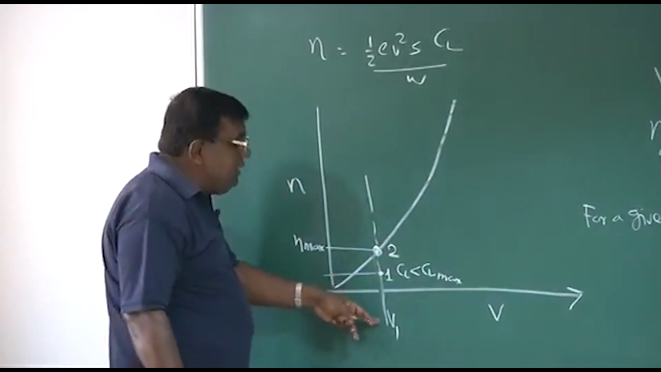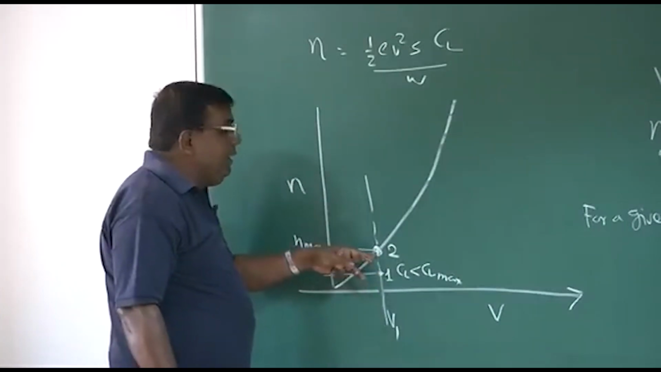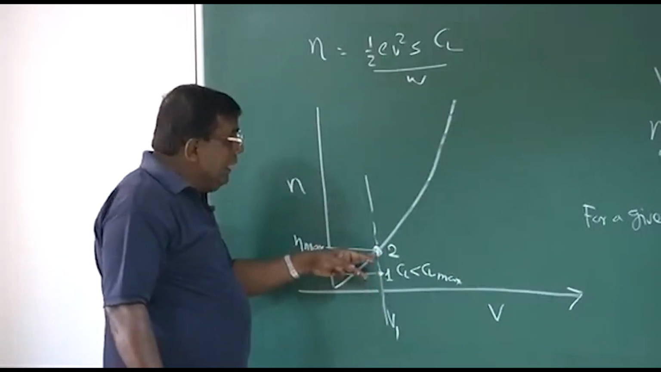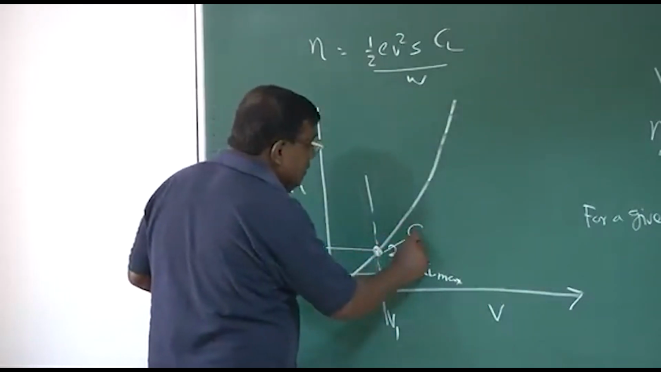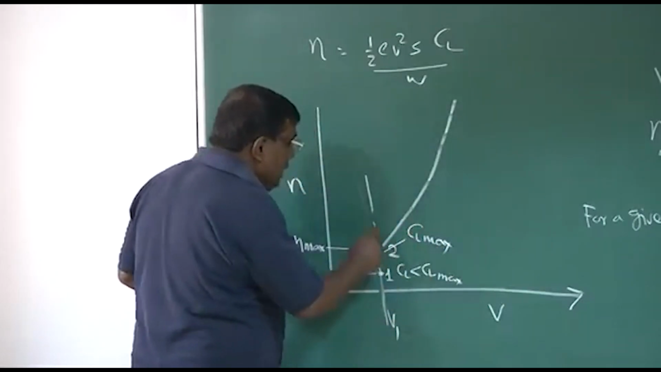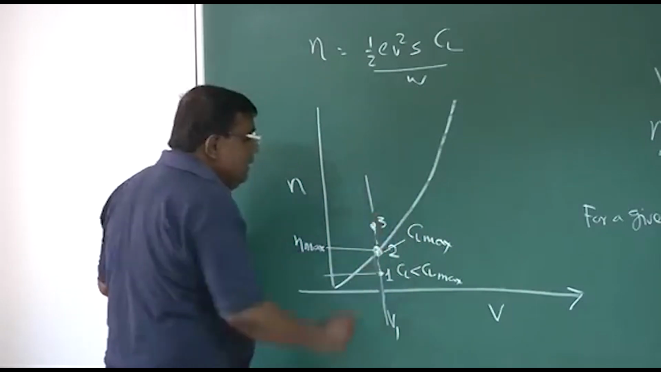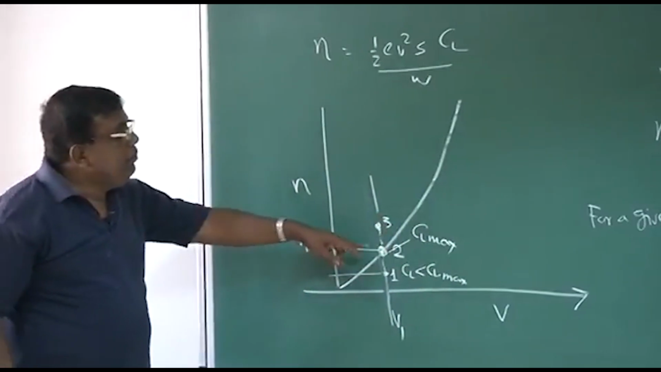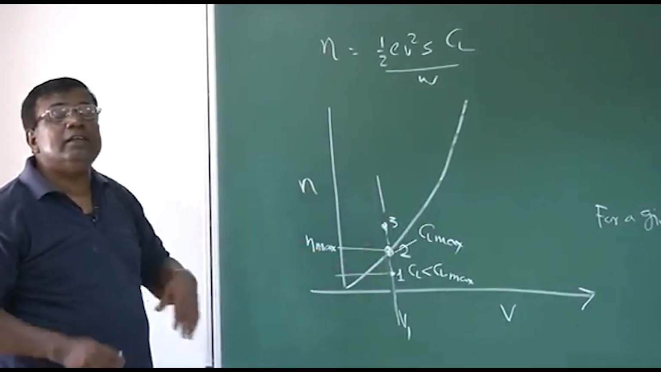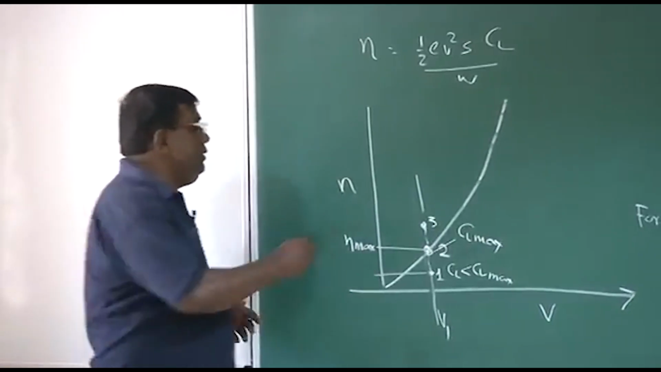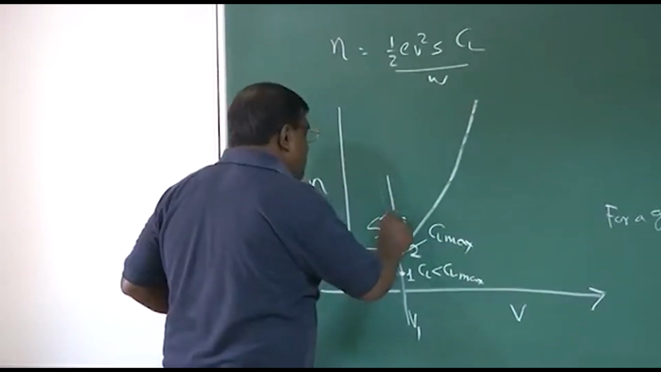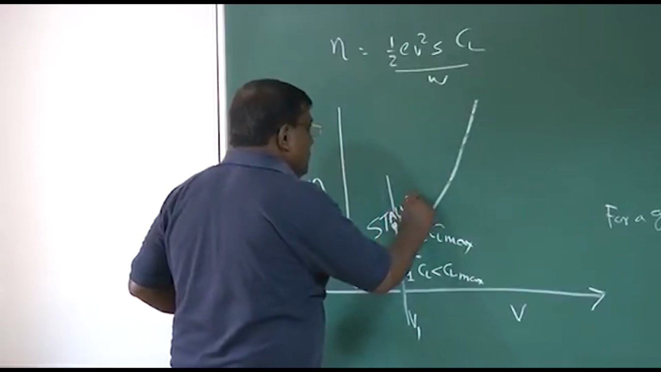Meaning here is at this V1, I am getting maximum load factor, and this point is CL max. This is CL max. Then what is this point 3? This point 3 is beyond CL max, that means this point is the stall region. So the pilot will not fly in that region. So this is the stall region.